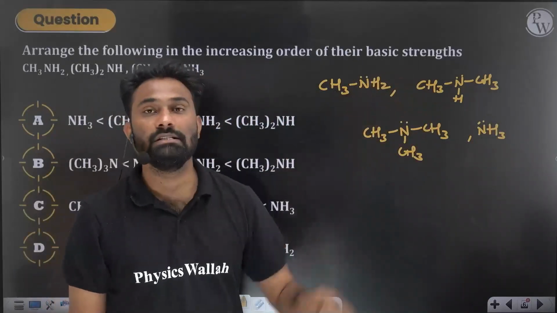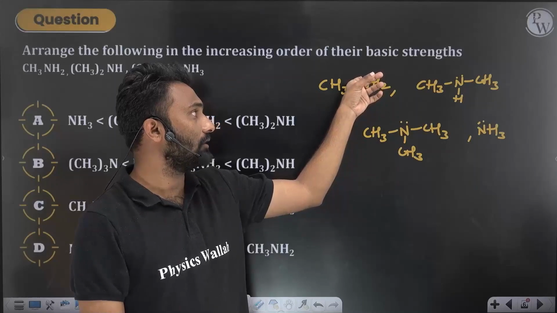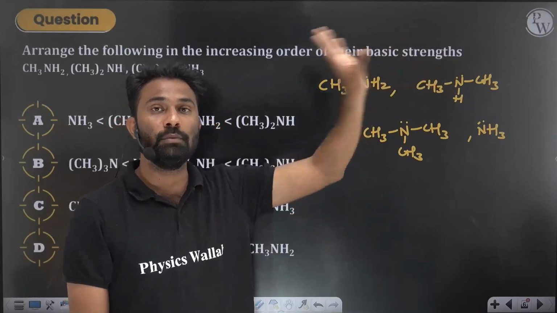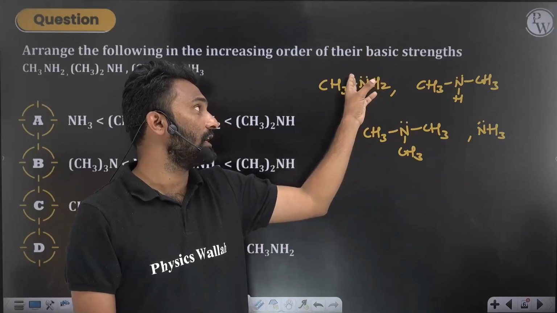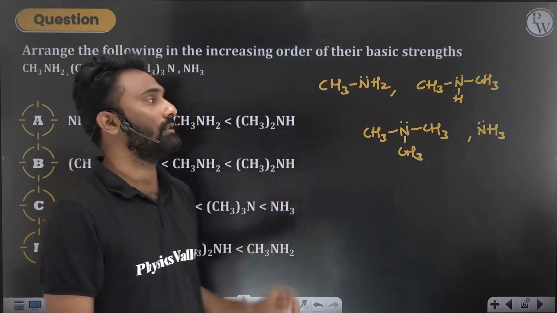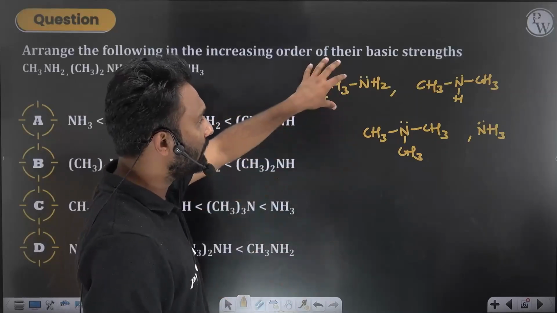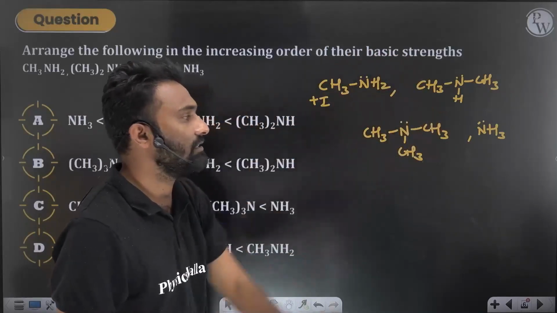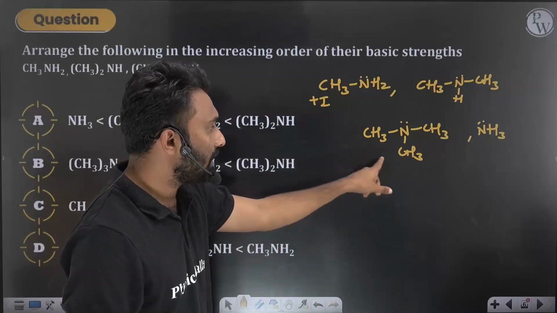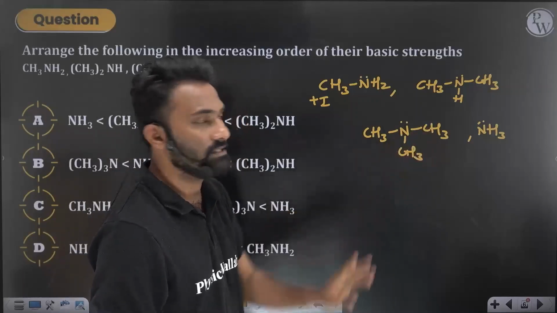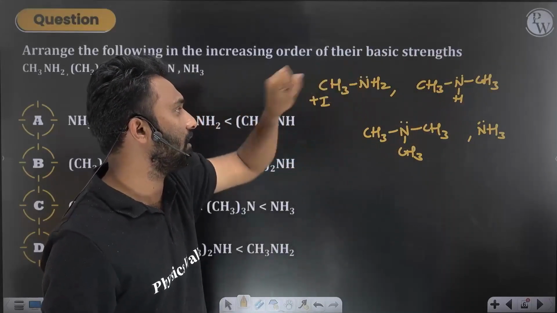They ask which of these is the strongest base. The lone pair of electrons on nitrogen should be available to give to an electron deficient species. When nitrogen gets the positive charge, it is stabilized by the plus I groups. Methyl comes under plus I groups. Here we have primary, secondary, tertiary and normal ammonia. The tertiary has three plus I groups, the secondary has two, and the primary has one.